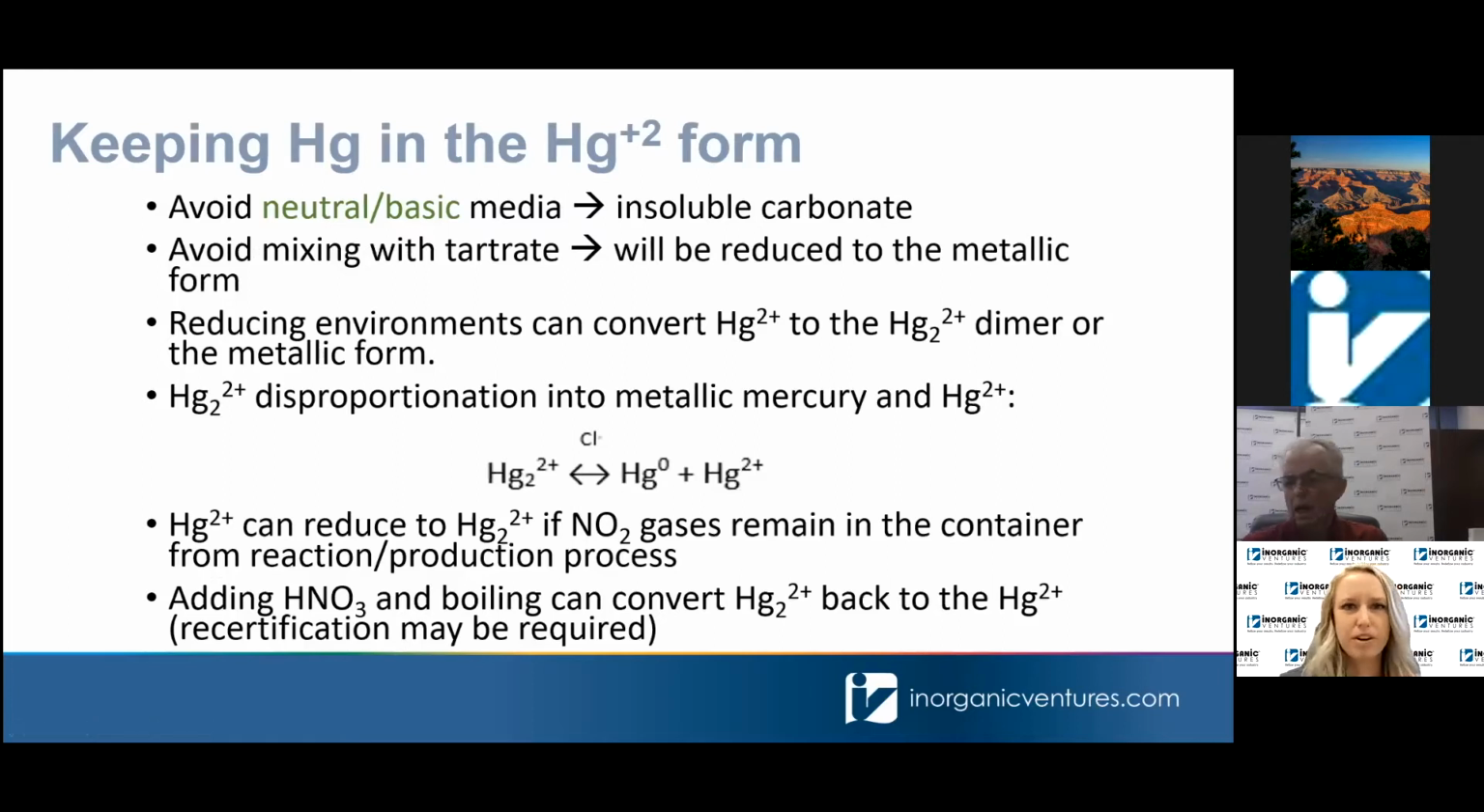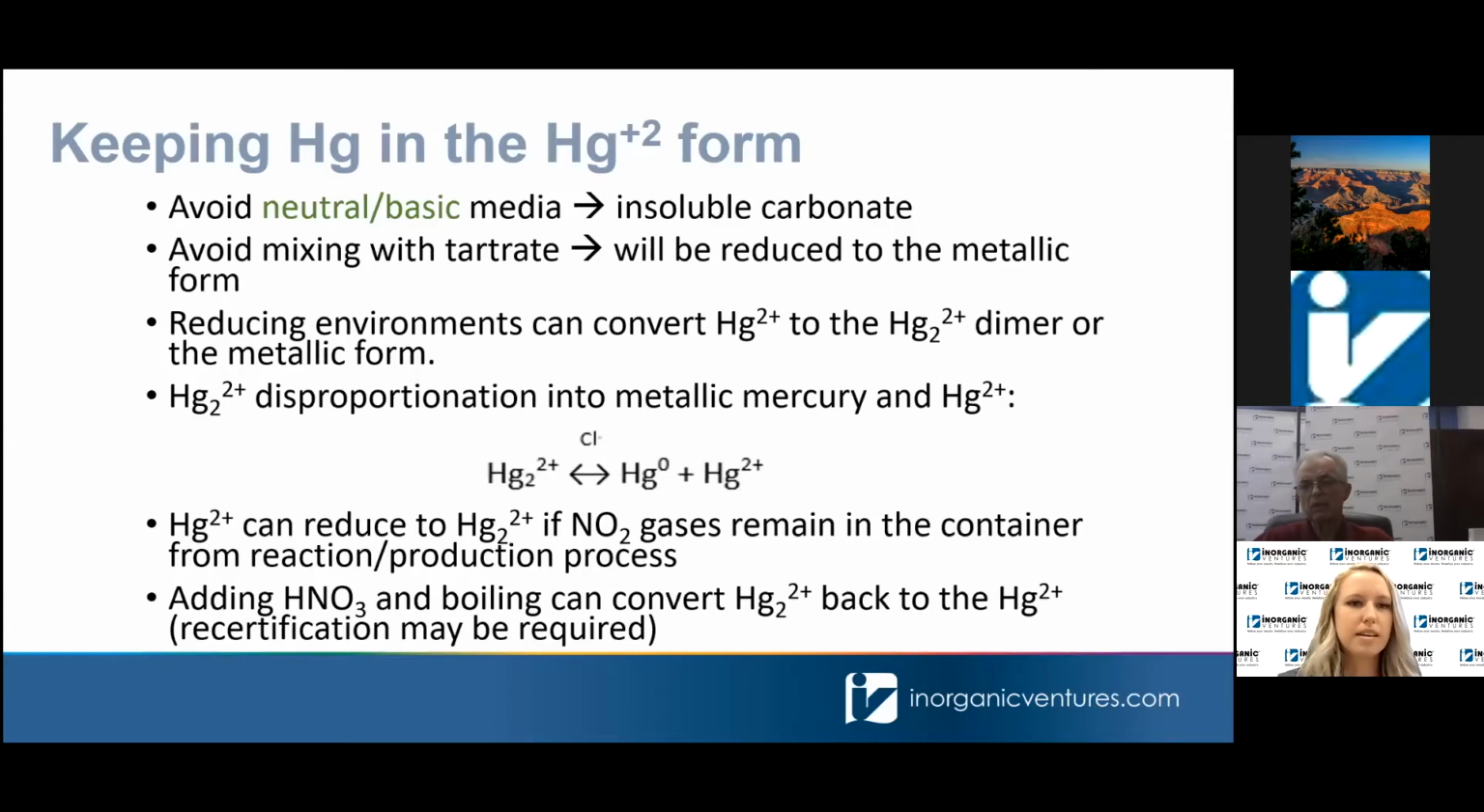So how do we keep mercury in that +2 form? Well, the first thing you want to avoid is using neutral or basic media. You want to keep the pH acidic, because if not, you can form that insoluble carbonate. Another thing you want to avoid is tartrate. Tartrate can reduce the mercury to the metallic form, which will result in loss of your mercury, as that is a volatile form. So we use tartaric acid to stabilize our antimony standards, some of our antimony standards.